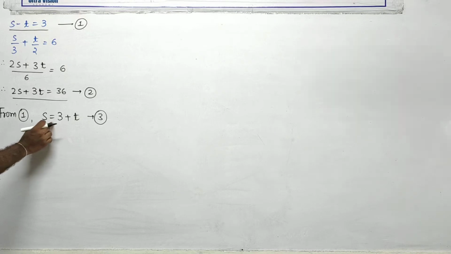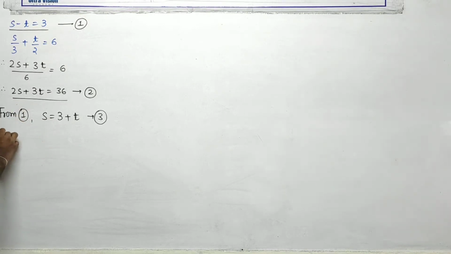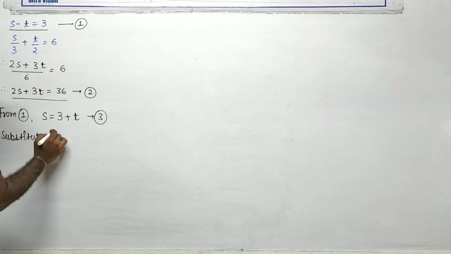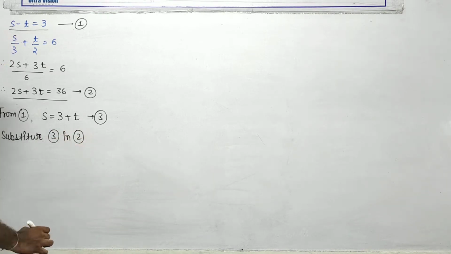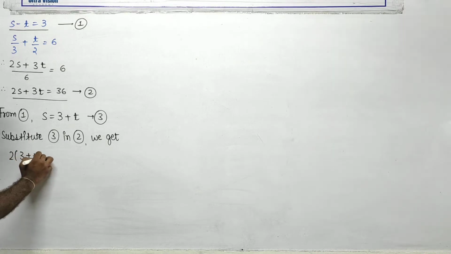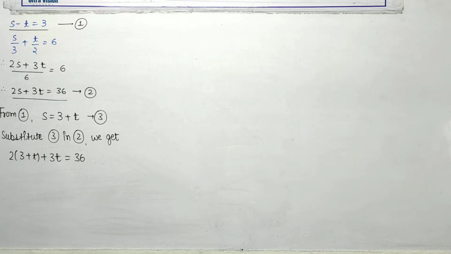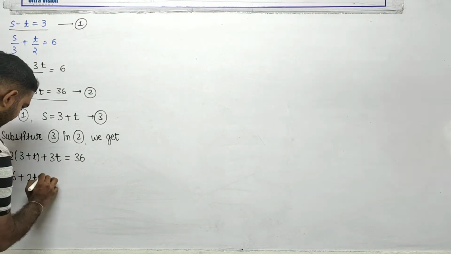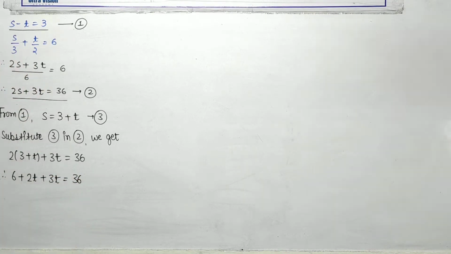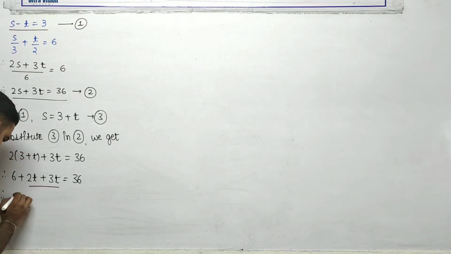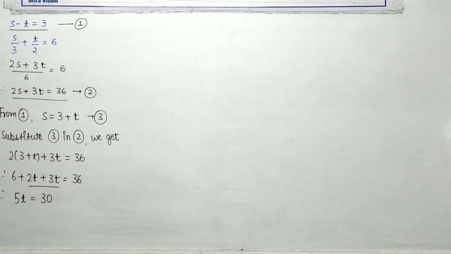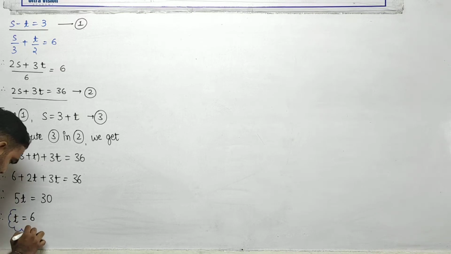Now we will simply substitute this s in result number 2. So substitute result number 3 in the second equation, what shall we get? We get 2 into 3 plus t plus 3t is equal to 36. Multiply: 2 into 3 is 6 plus 2t plus 3t is equal to 36. Take this 6 to the other side, add 2t plus 3t, and the 5t is equal to 36 minus 6, which is 30, and hence I'll get t is equal to 6, because 6 into 5 is 30.